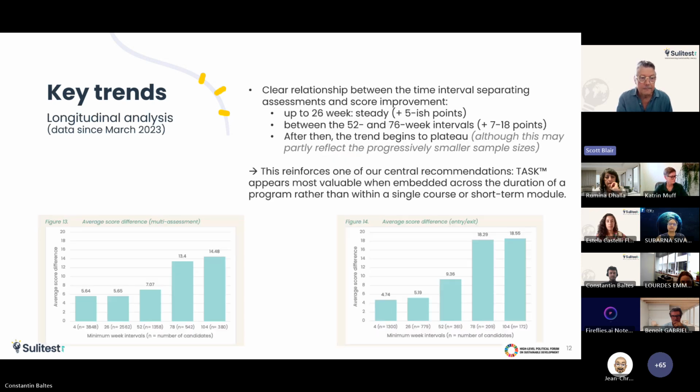Next slide, please. Let's also look at a quick longitudinal analysis as well when we look at the various increments of time between when students take the task the first time and then when they are assessed a second time, the third time, or fourth time across their careers.